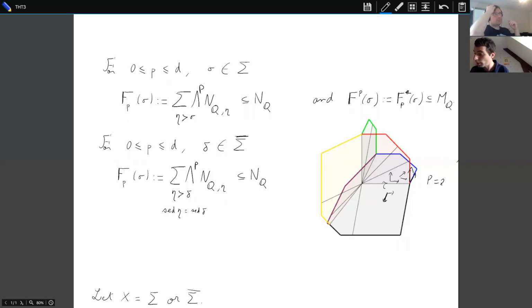If I work with a face at infinity, then I will only work with faces which have the same sedentarity as sigma. So for instance, if I look for FP of this point, I will only look inside this stratum, and I define FP in this stratum. And I define FP as an upper script to be the dual.